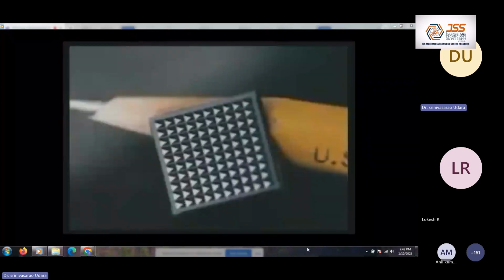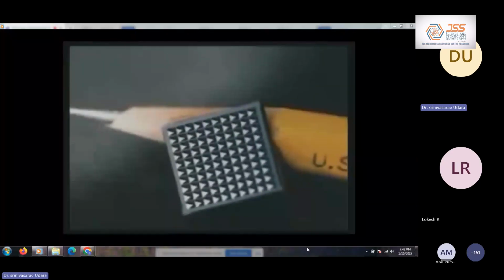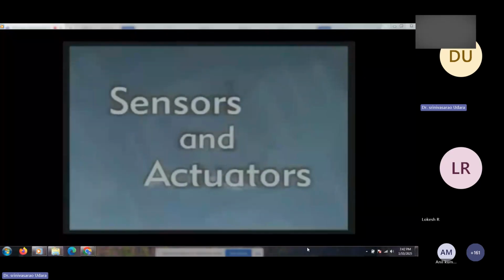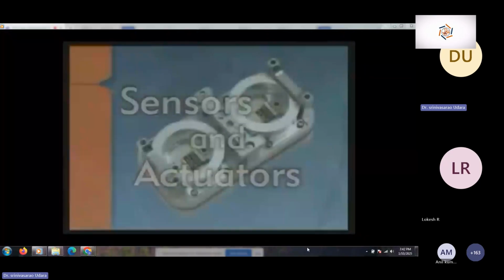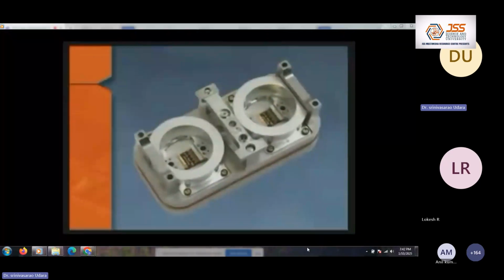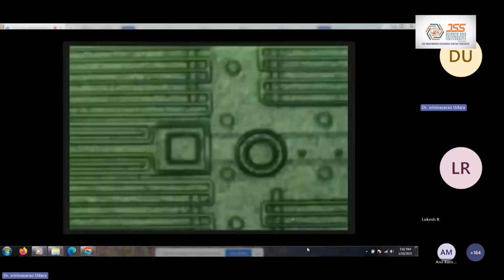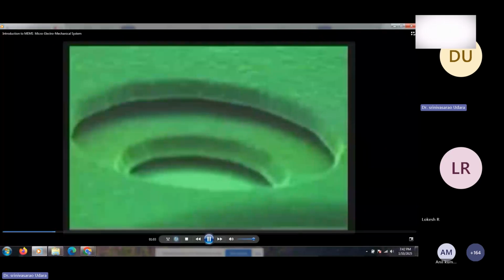MEMS devices are generally divided into 2 categories: sensors and actuators. Sensor devices gather information from their surroundings, and actuators execute given commands or act generally through highly controlled movements.